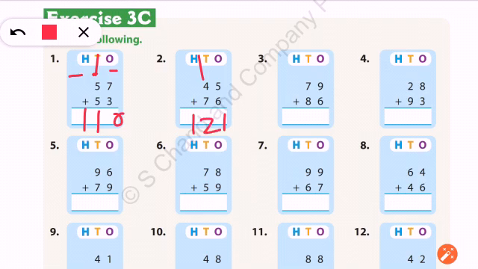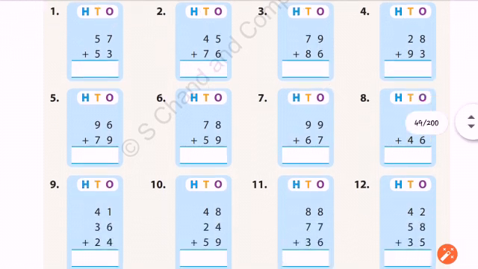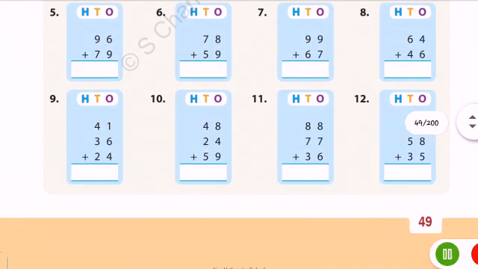Next question, 9 plus 6. 9 plus 6 is 15 and 7 plus 8 is 15, plus 1 is 16. Next question, 8 plus 3 is 11 and 9 plus 2 plus 1 is 12. Okay, so these type of questions are very easy, you can do.